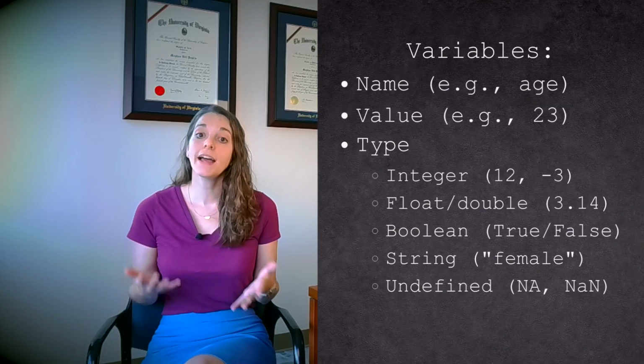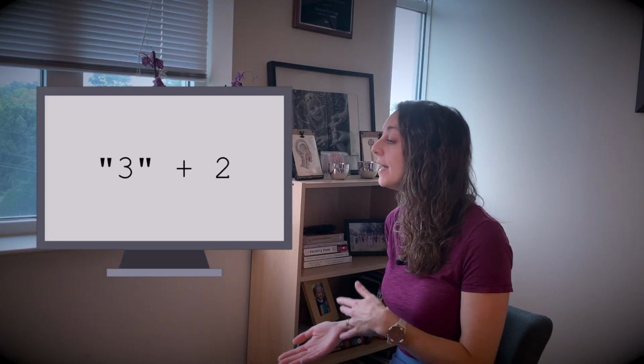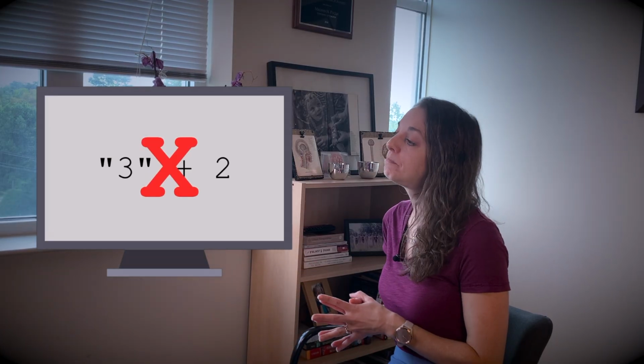Being able to identify and convert data types is key. Some languages will automatically coerce data types, for example, treating the number 3 in quotes as the number 3, while others won't. And that can cause bugs, like if you try to do math with a variable that holds the string value of 3 instead of the numeric value 3.